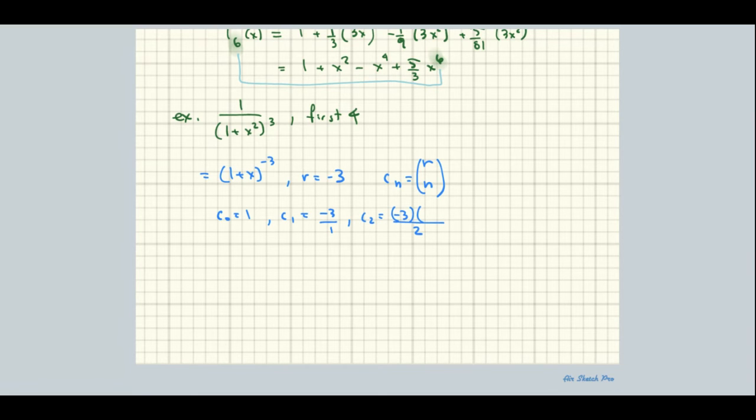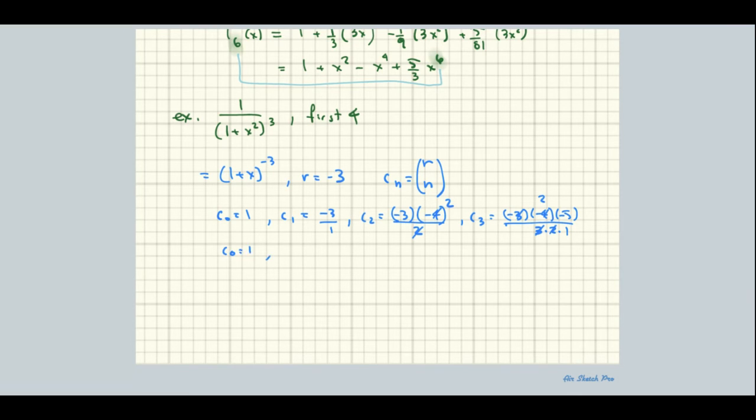Somebody's up there paying attention. What's 1 less than negative 3? I've lost my ability to subtract 1. Thank you, Patrick. Negative 4, right? And then C3, negative 3, negative 4, negative 5 over 3 factorial. Kill the 3, kill the 3, kill the 2, leave a 2. Kill the 2, leave a 2. So there we go. Let's simplify those.